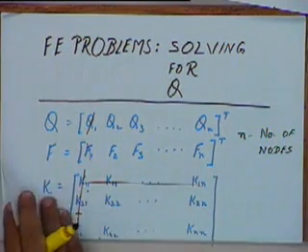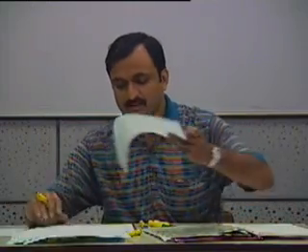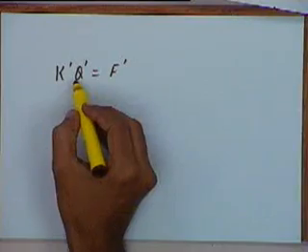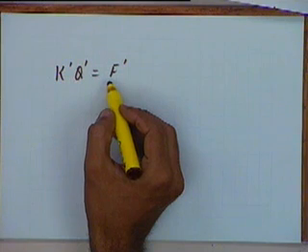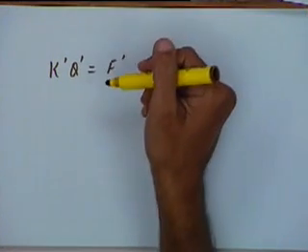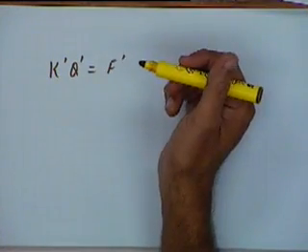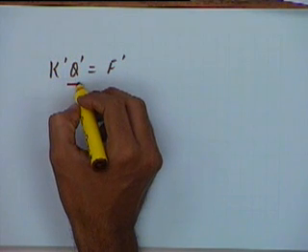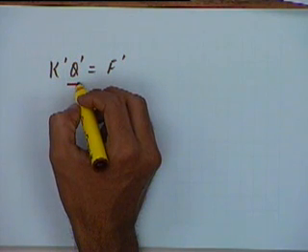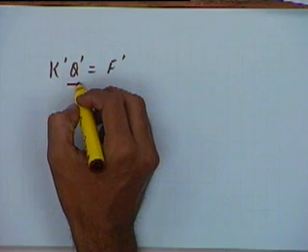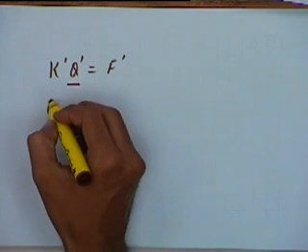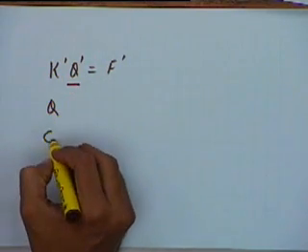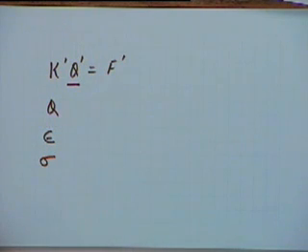Okay, and this system of equations K prime Q prime is equal to F prime, this we can solve using any method for solving a system of linear equations. Once I solve this, I'll get the values of the terms in Q prime, and then once I know the Q terms, I can find out epsilon and I can find out sigma.